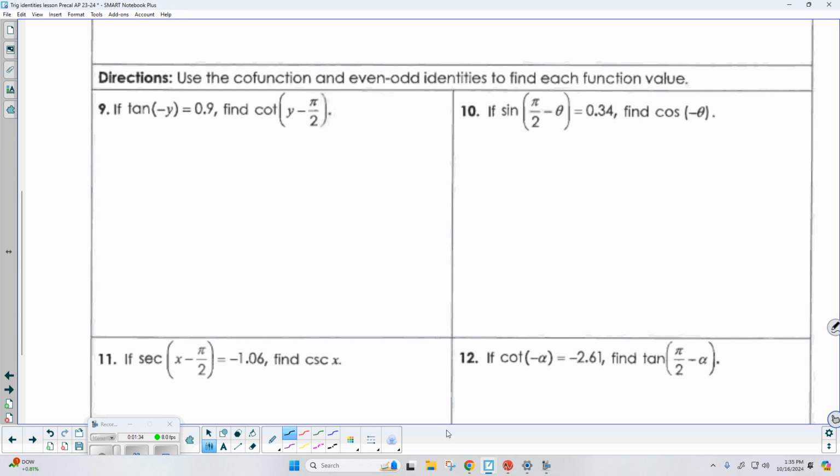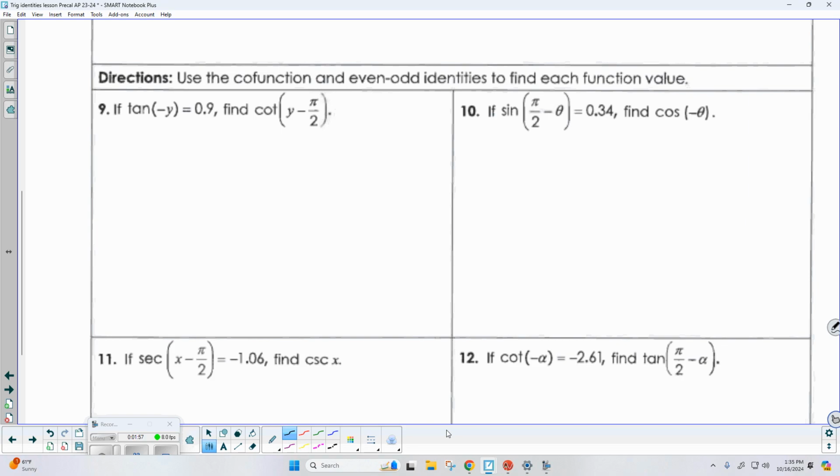Okay. Well, let's take a look at number 9. This is how we finished the notes yesterday. We were looking at some cofunction and even and odd problems. I just wanted to go ahead and do another one to make sure that we still feel pretty comfortable with it. Number 9 says, if tangent of negative y equals 0.9, find cotangent of y minus pi over 2.